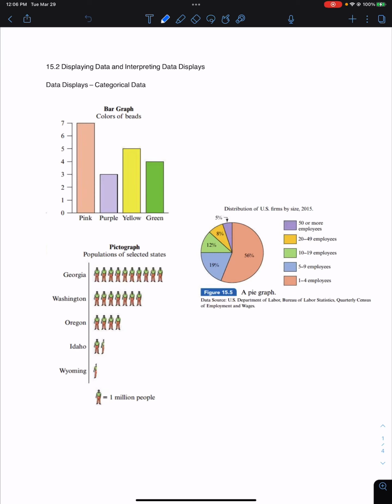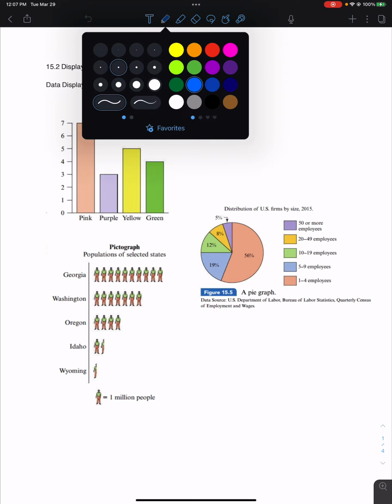In this video, we're going to talk about data displays, and specifically data displays that are good for showing categorical data. In this section of our textbook, it talks a lot about different kinds of data displays, and some are good for displaying different kinds of data. So that's why there are so many data displays of different kinds.